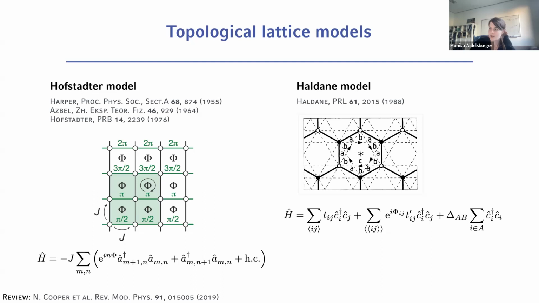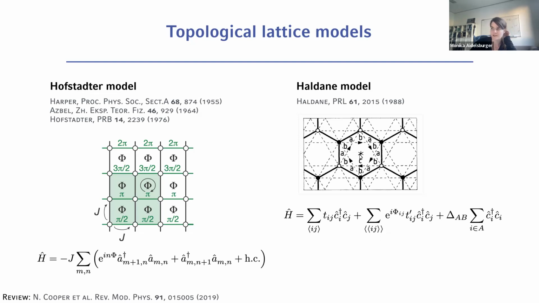If you look at the schematic over here, you see the unit cell of a hexagonal lattice, and there are black and white sites. The black sites are labeled as B sites, and the white sites are labeled as A sites, and this delta AB would then be a potential energy difference between the two. And it turns out that as a function of the phase phi on the complex next nearest neighbor hopping and the sublattice energy offset delta AB, this model hosts topological phases.